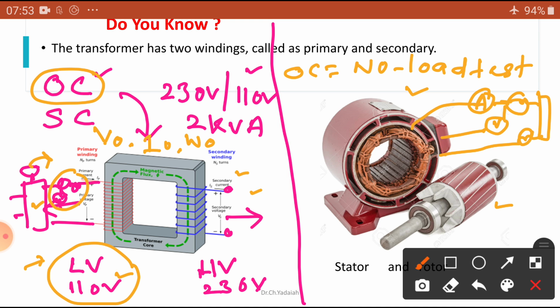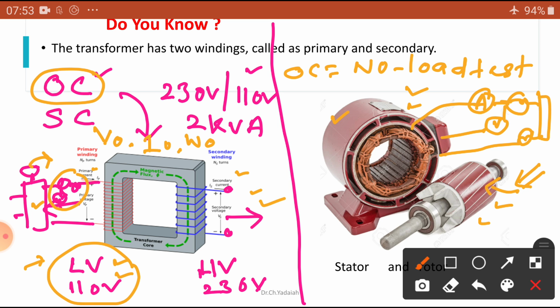Here this is open, there is no electrical load connected on the secondary side, that is the HV side. Here there is no mechanical load on our rotor. Now the primary is the stator and the secondary is our rotor. Now supply is given to the primary, that is the LV side voltage. Here the supply is given to the stator winding.